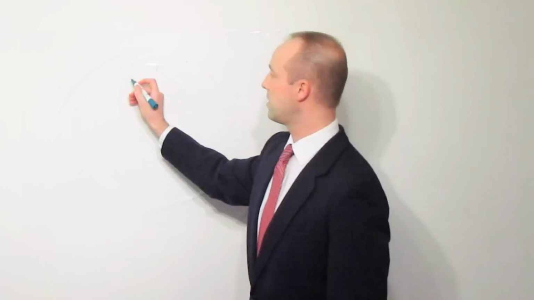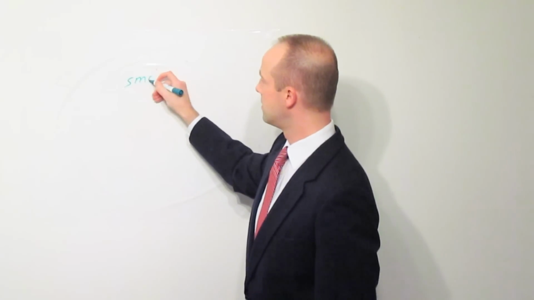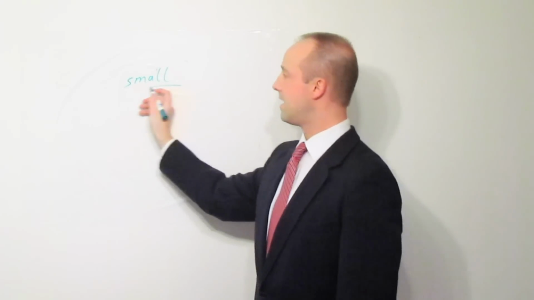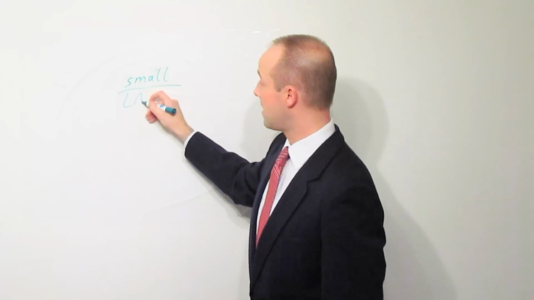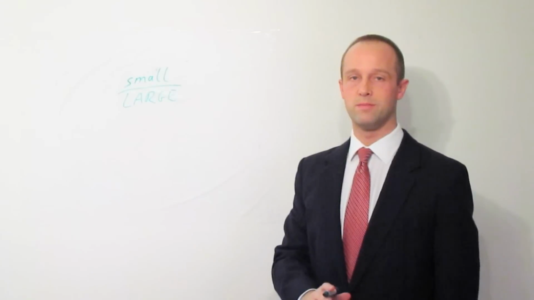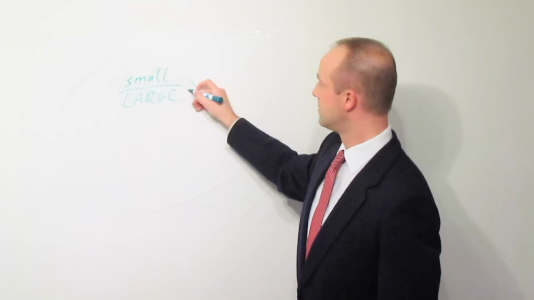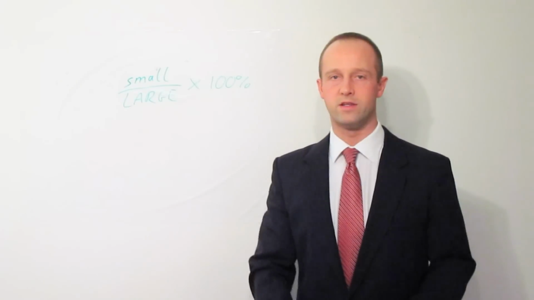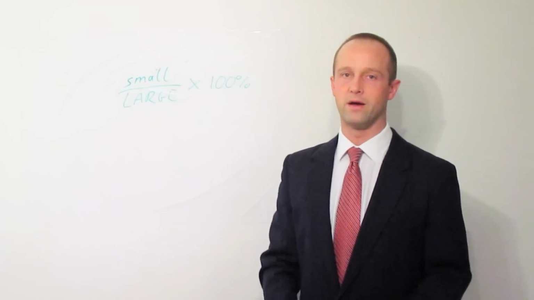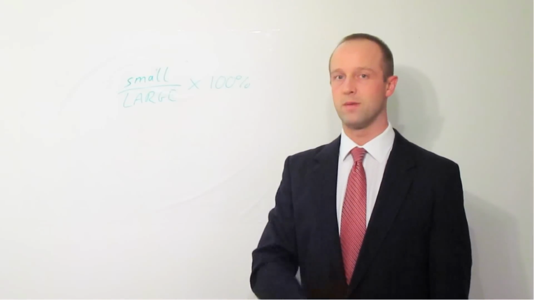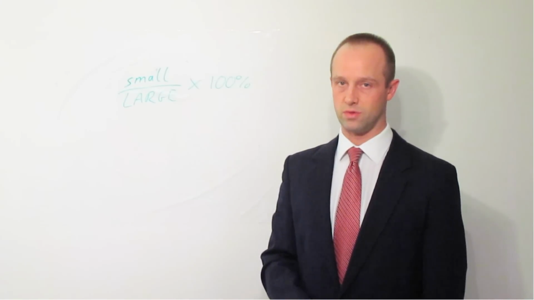Whenever you calculate a percentage, you're going to start with your small number on the top of your fraction. And underneath that, you are going to have a large number. And you're just going to multiply the whole lot by 100% once you've done this division. Again, this should come out as a number between 0 and 100.